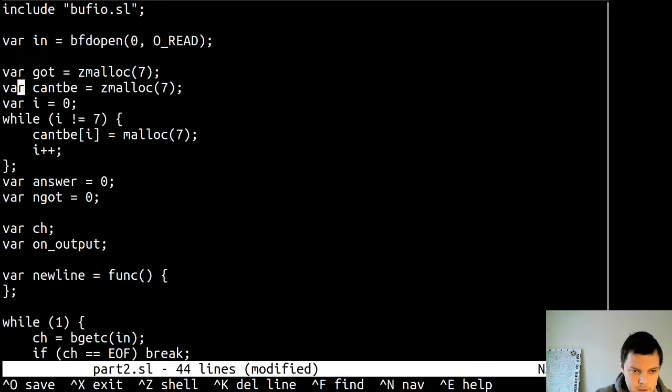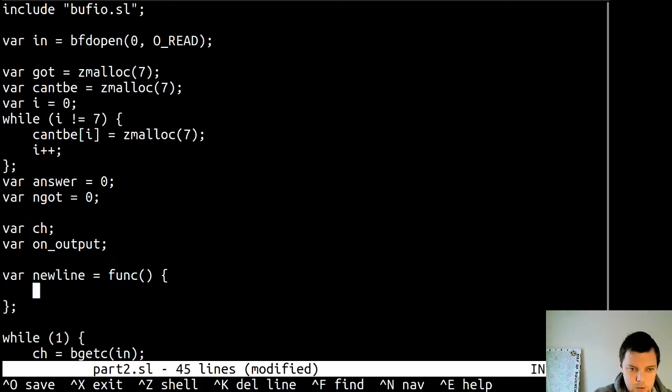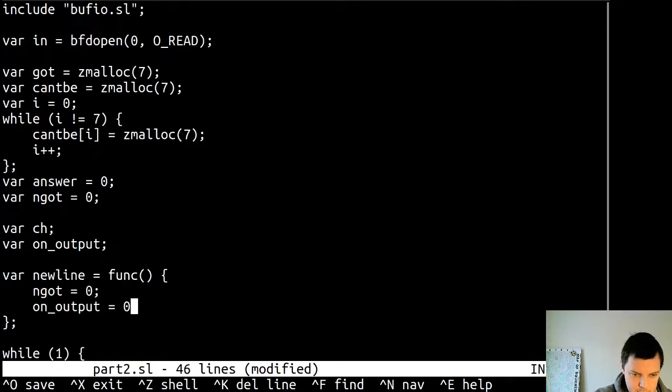Don't forget your i++. Can't be needs to be set to 0, because we don't know that any of them can't be any. So on a new line, we need to set ingot equals 0, and output equals 0.